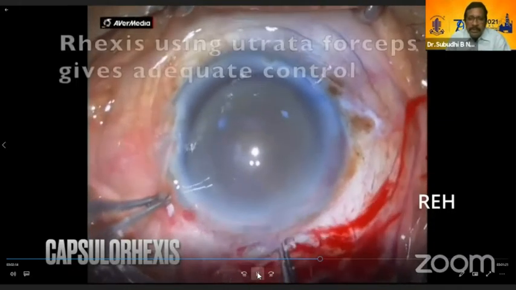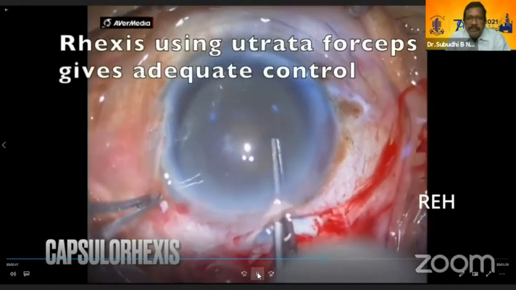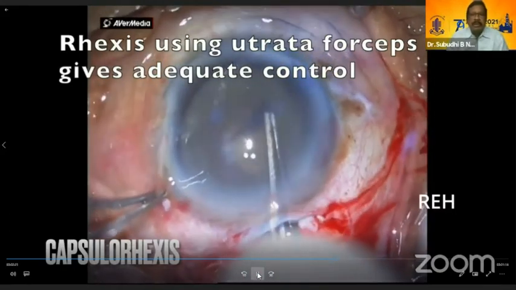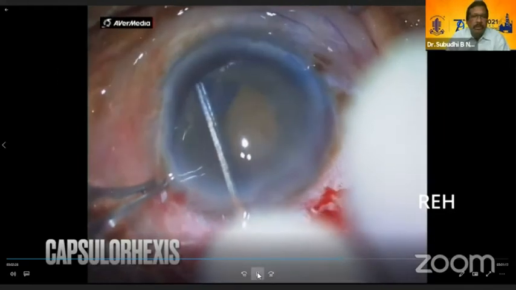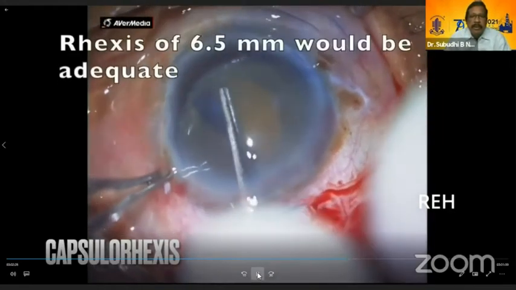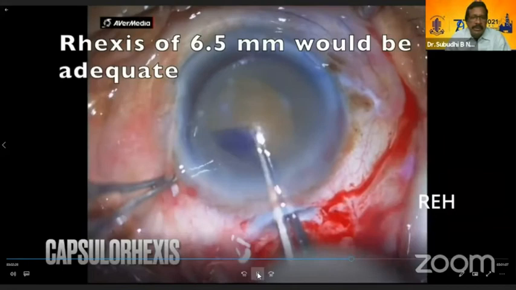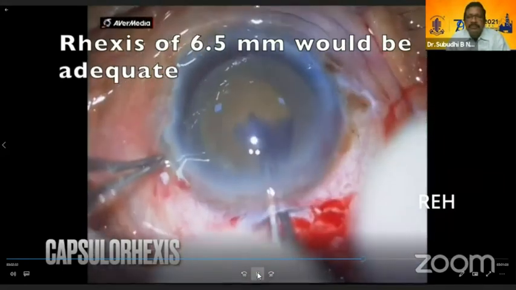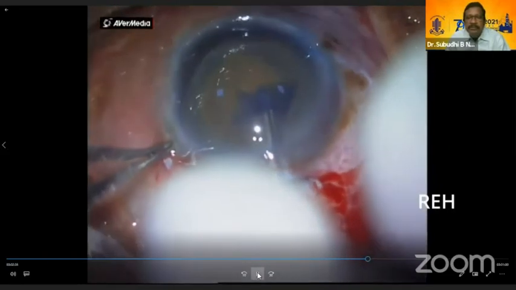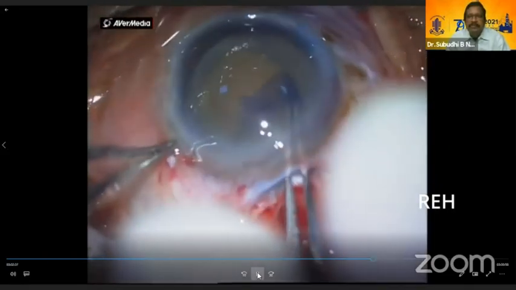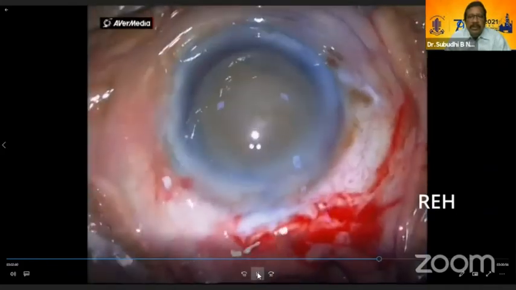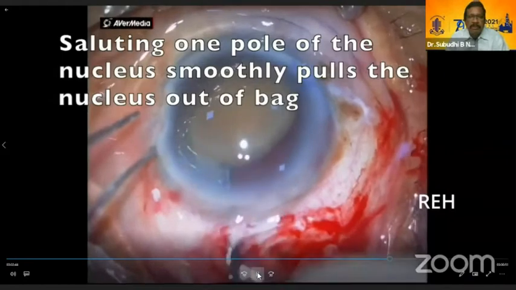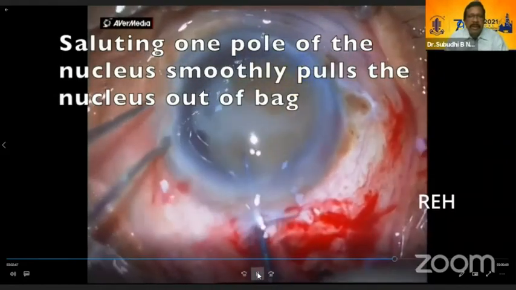We can do the rhexis with a forceps or with the needle. Whichever is comfortable to you, but rhexis forceps gives a little bit more control. A rhexis of about 6.5 millimeter is necessary because of this type of nucleus. Complete the rhexis. Rock the nucleus from side to side. One pole comes out. Just lift the nucleus, bring it to the anterior chamber.